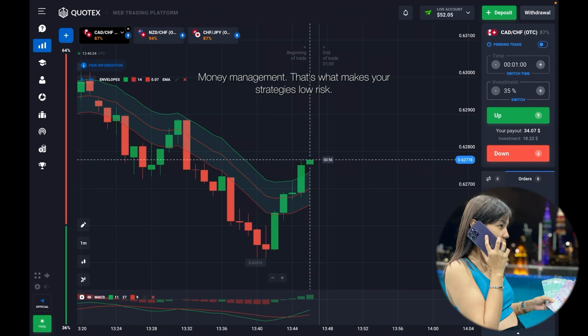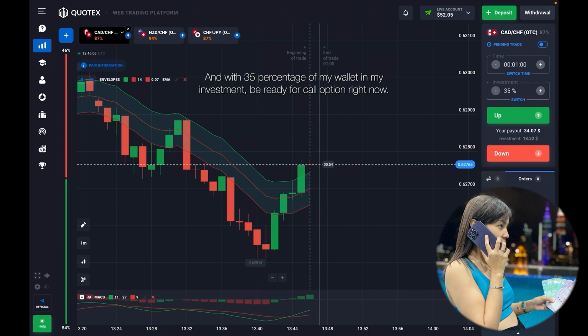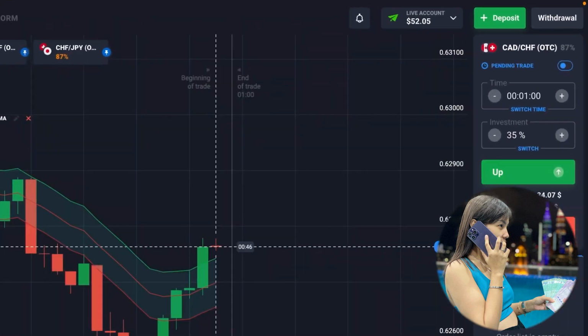Money management, that's what makes your strategies low risk. And with 35% of my wallet in my investment, be ready for a call option right now.